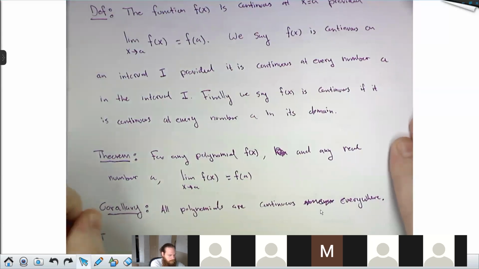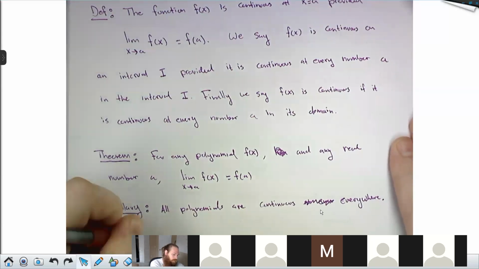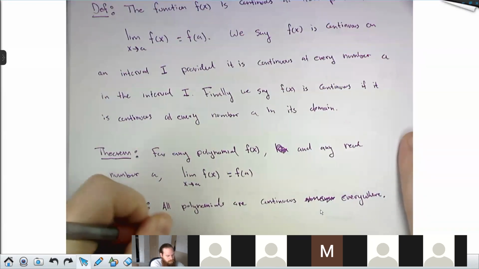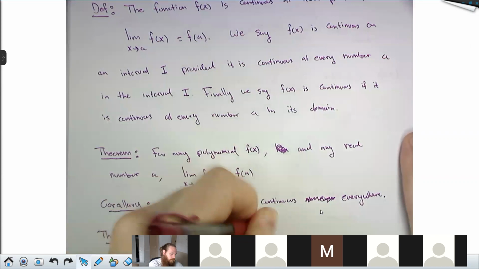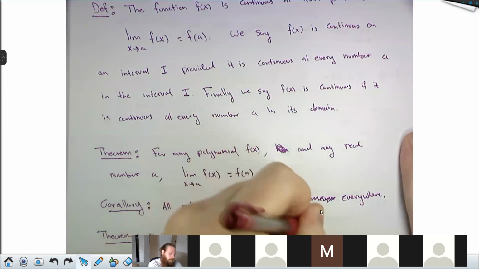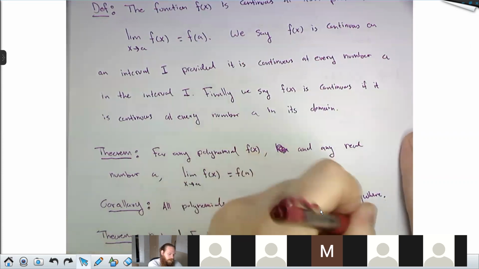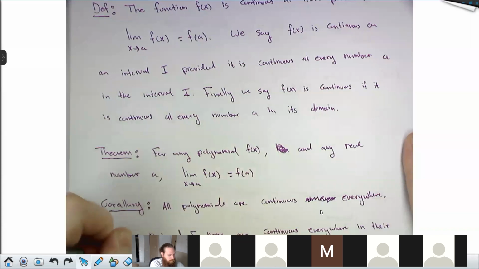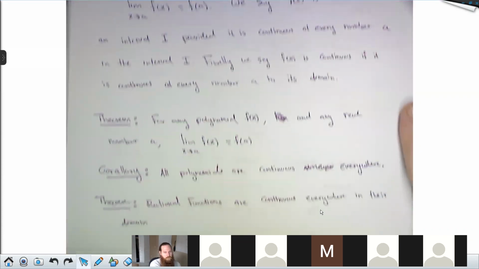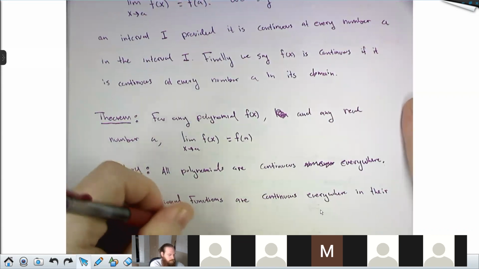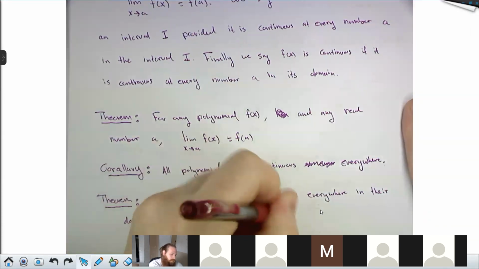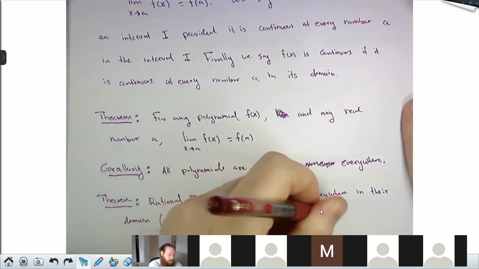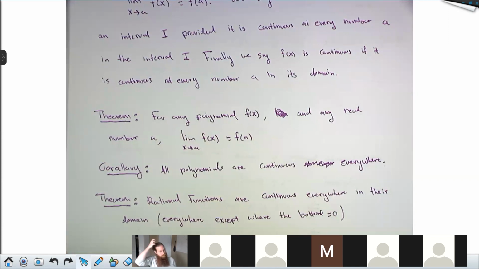Another theorem. Rational functions, those are ratios of polynomials, are continuous everywhere in their domain. So that is everywhere except where their bottom is 0. And then I've got one or two more little things.